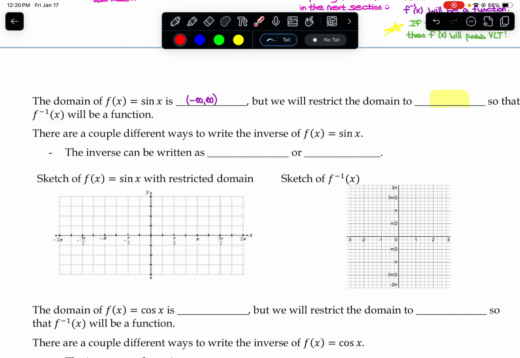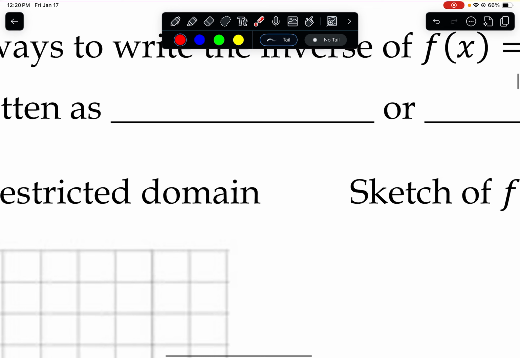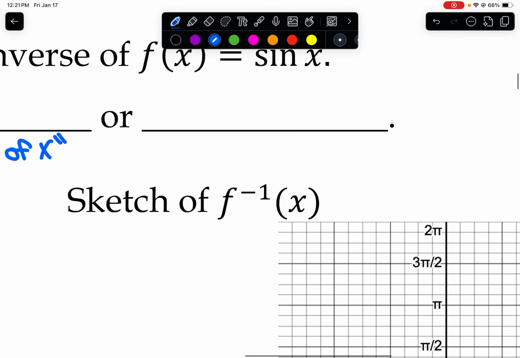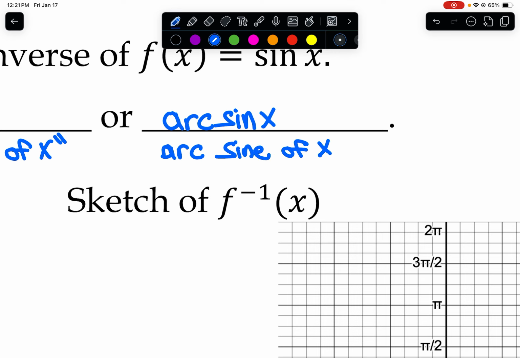So when you write the inverse for sine, there are a couple different ways that you can write it. We can write it as sine with that -1 up there. You would still say inverse sine of x. That's how you would say that. And then you could also write it as arc sine of x. You would say arc sine of x. That's how you would say that.